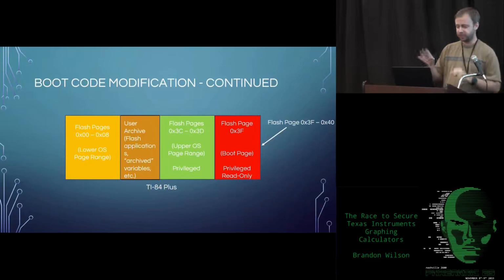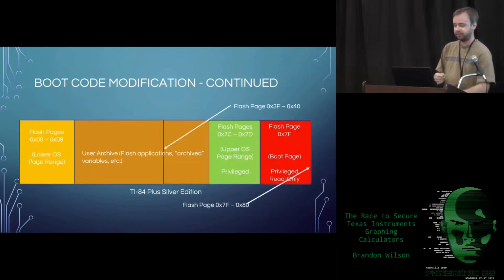So both the upper OS range, which is in green, and the boot page in red are privileged. But the boot page is supposedly read-only. And then in between the two OS sections, that brown area is the user archive. That's where flash applications, archive variables, things like that are stored.